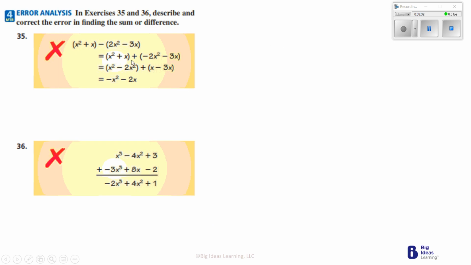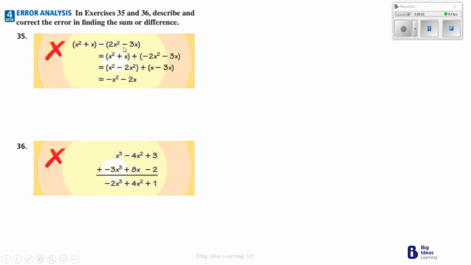All right, 35 and 36 are our last one. Just says describe and correct the error in finding the sum or difference. This is a negative sign, so all these will be the opposite. So this would be a negative 2, negative 2x to the second power, plus x to the second power gives us negative x to the second power. This part is correct.